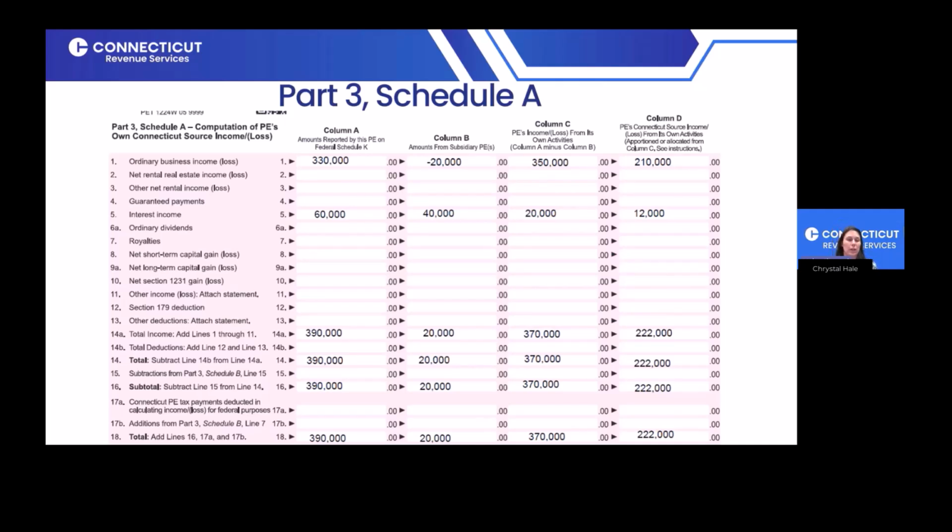We're going to add those two together. As I said, we didn't have any modifications. We had no PE tax payments that we're adding back. So when we add those two together, we have total Connecticut source income of $222,000, which is noted on line 18, column D.